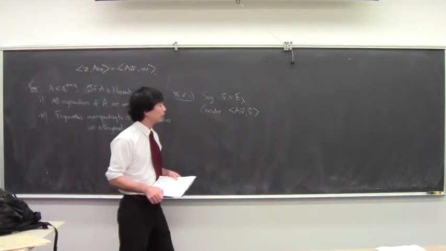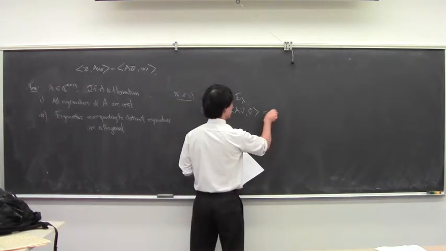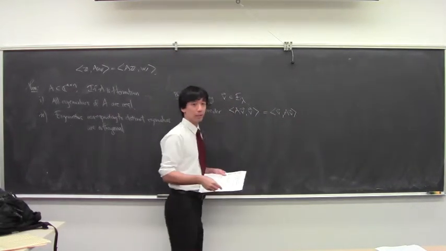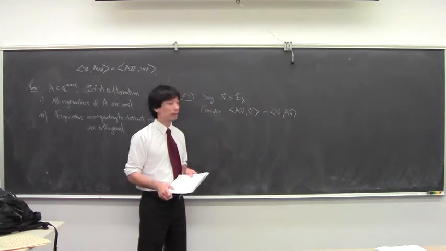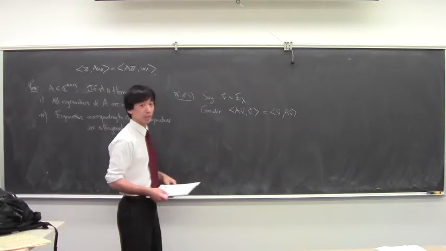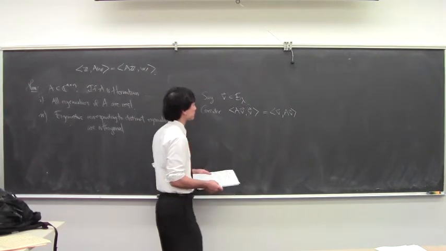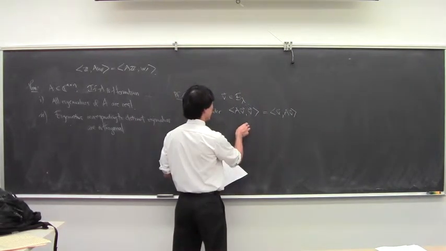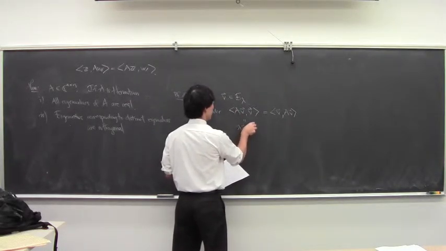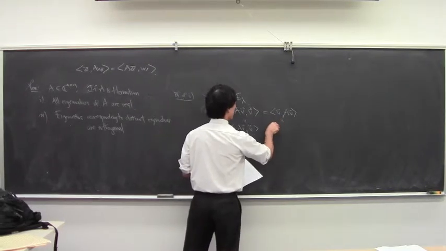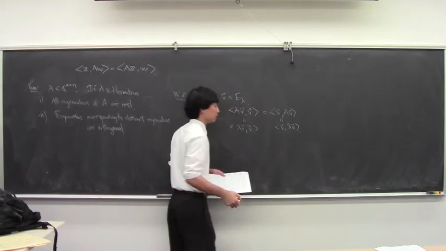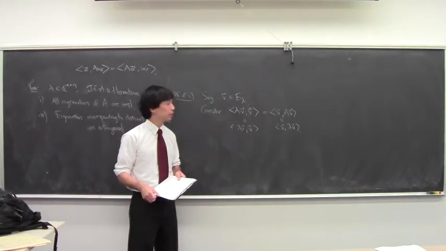Well, by what we just saw, because our matrix is Hermitian, we can move the A to the other side. And so over here we're going to get lambda V, V, and over here we're going to get V, lambda V. So what?